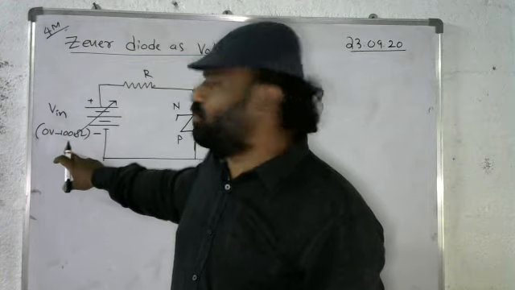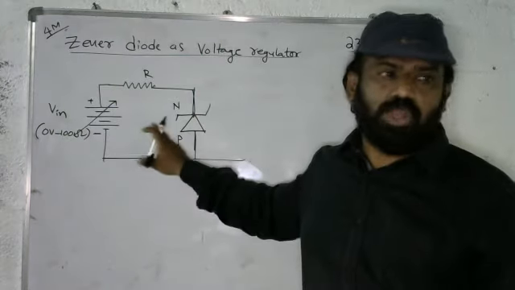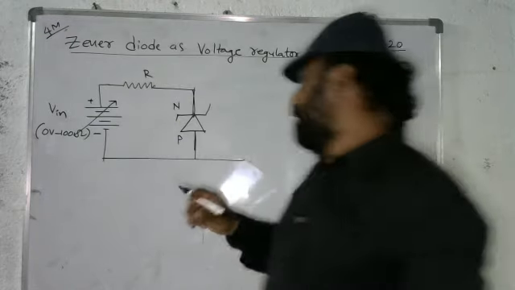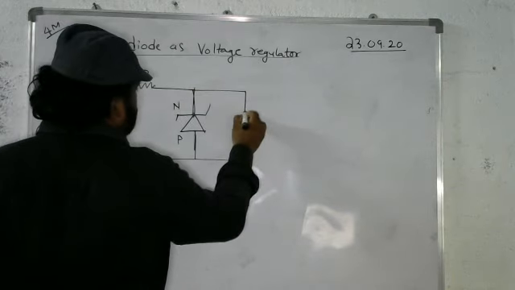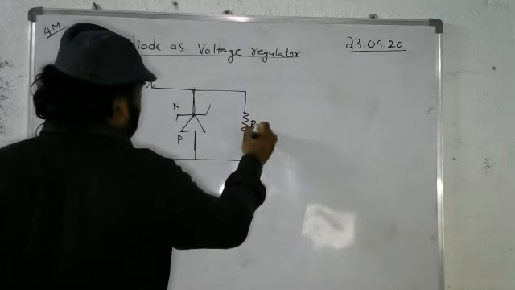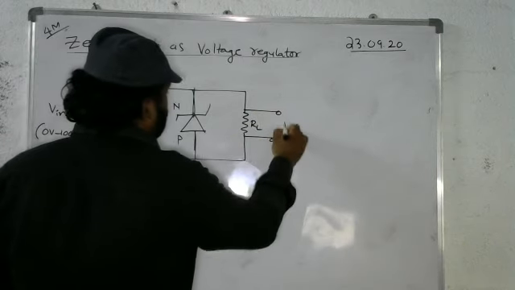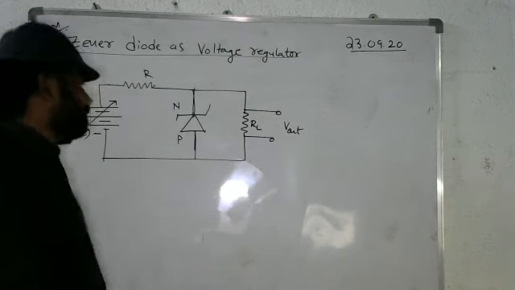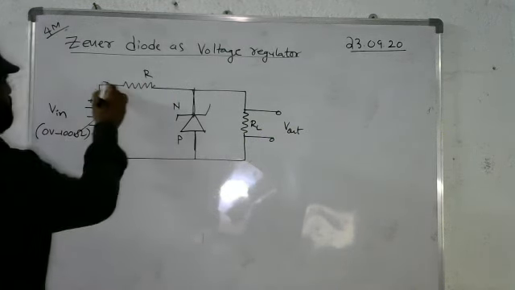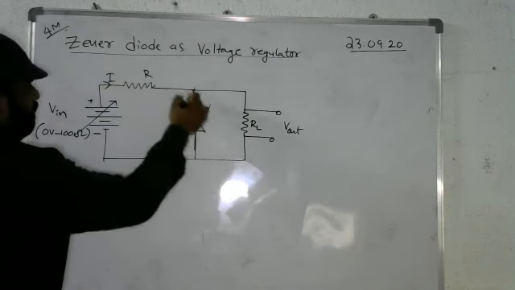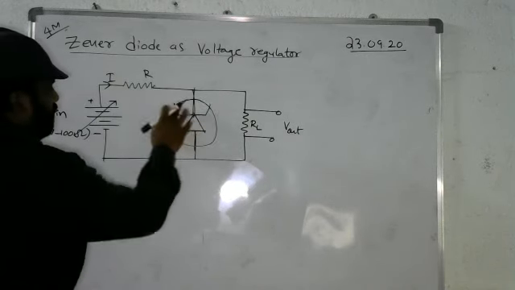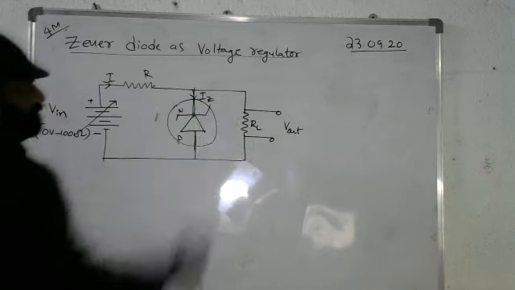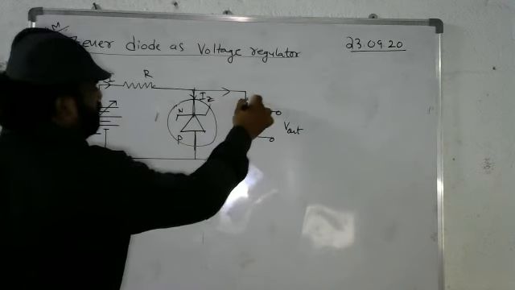This type of input voltage we are connecting to the Zener diode. How does it give a constant output voltage? Then it is said to be a voltage regulator. And we can get the constant output voltage through a load resistor RL. Here we get the constant output voltage, let it be Vout, the output voltage. Here the current I passes like this. When it passes through the Zener diode, it is called IZ, the Zener current. When it passes to the load, it is said to be the load current.